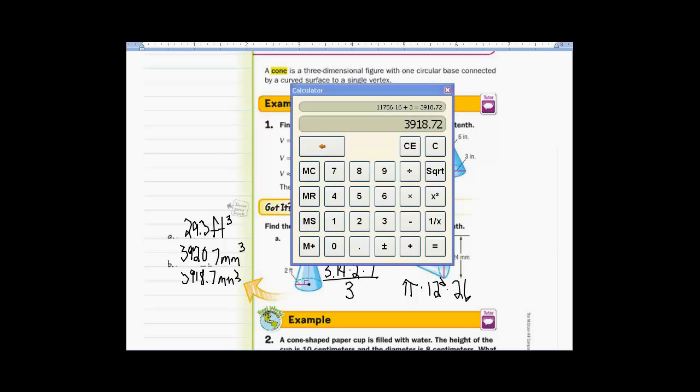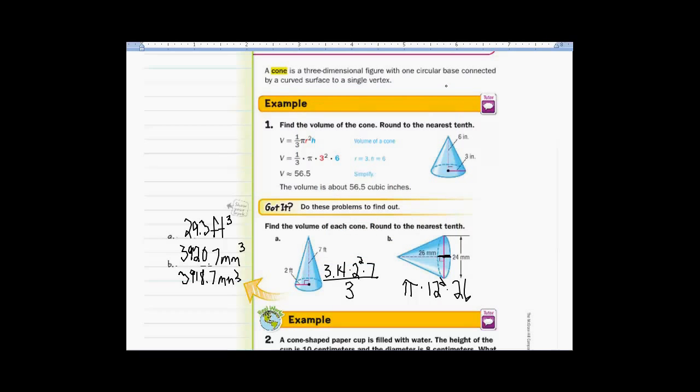Just depends on if your calculator has a pi button or if you use 3.14. Both are equally correct. Okay, let's move on to number 2.